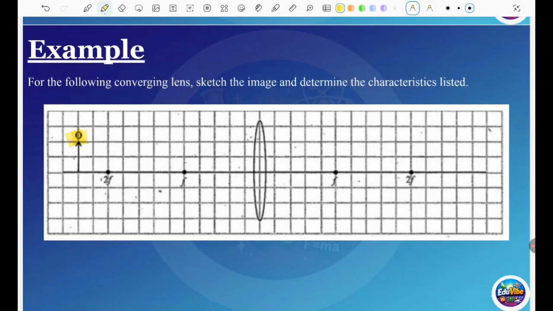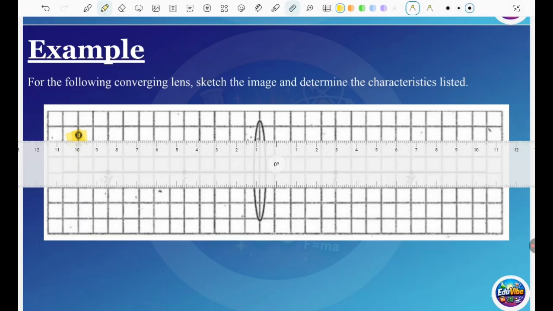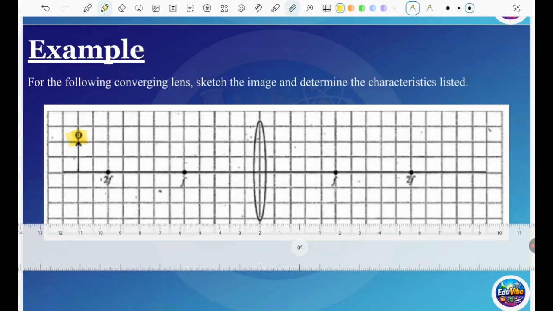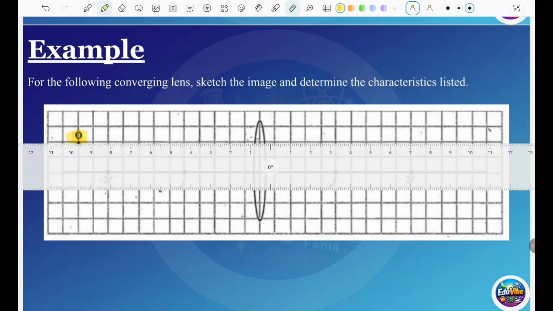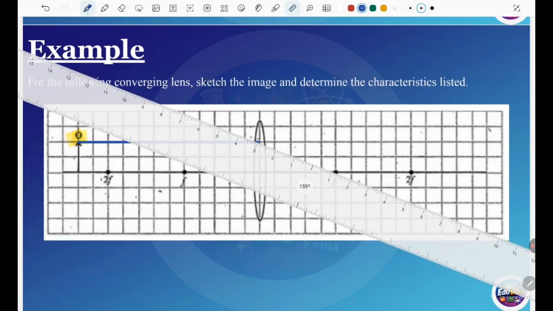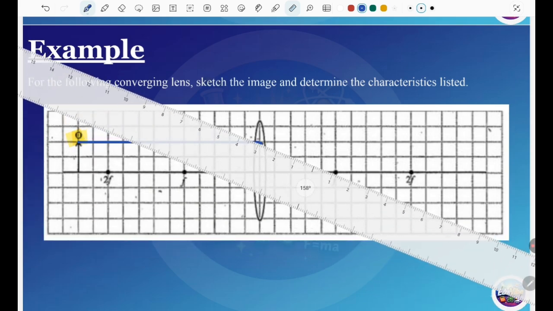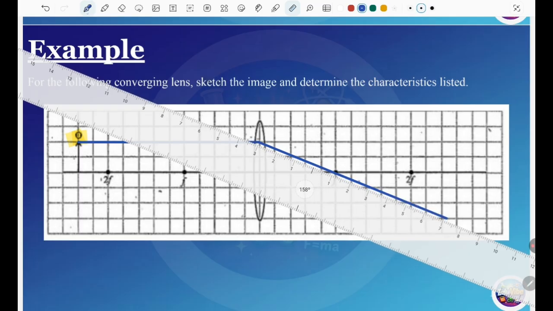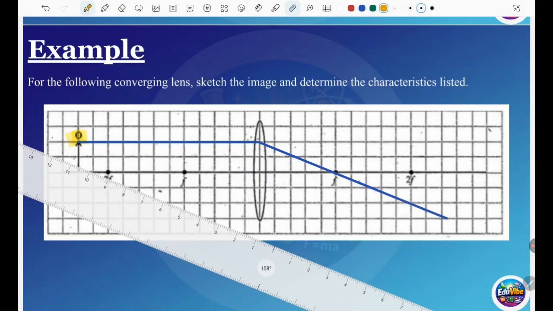So I have to draw the two lines, both refracted, and make the line. This is not a virtual type. First I made the line which is parallel and passes through the focal point on the other side. So I made that line passing through this point right over there like this. I made the arrows for your convenience.